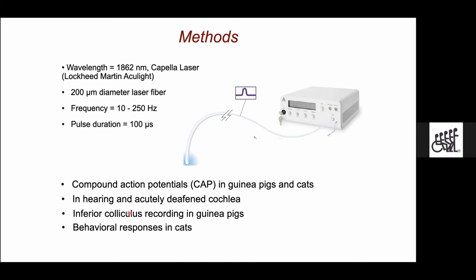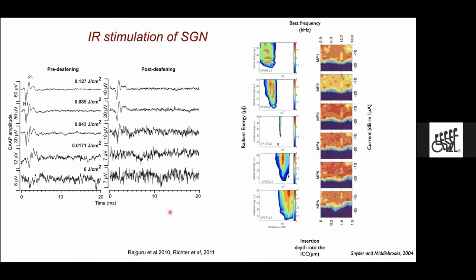We've done that during my postdoc. What I was working on was to take the data from Vanderbilt and study this in the cochlea and see if we can stimulate the auditory neurons in the cochlea. We used to do both inferior colliculus recordings as well as behavioral responses in cats. And I'll show you some of that very briefly over here.